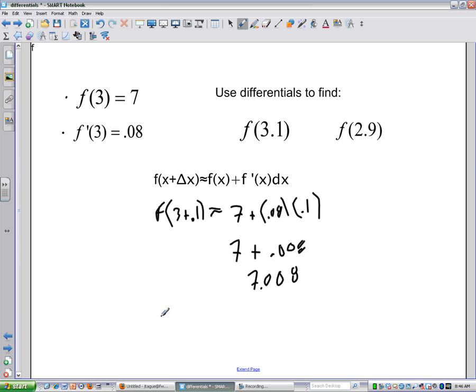And we can do the same thing with 2.9. So the f of 2.9, that's like the f of 3 minus 0.1. So it's going to be essentially the same sort of deal. 7, plus 0.08, that's my rate of change. How far am I? Well, I'm negative 0.1 from it, so it's going to be minus. And so I'm going to end up with, I believe, 6.992. You can do the arithmetic on that one.